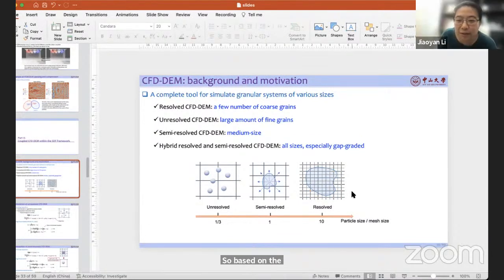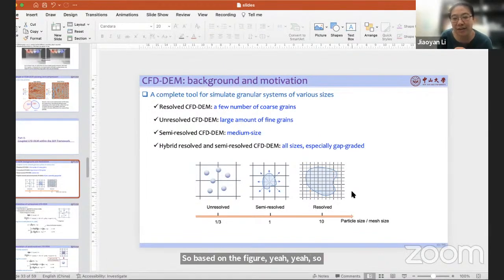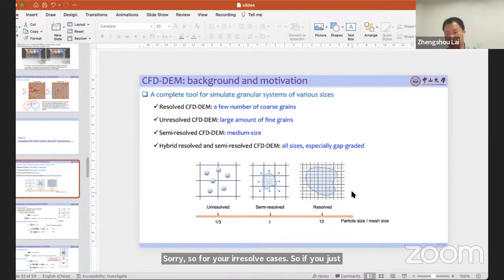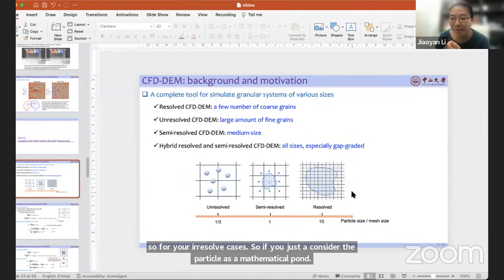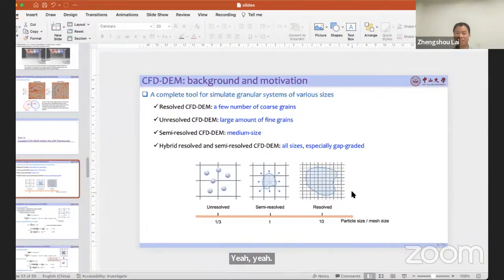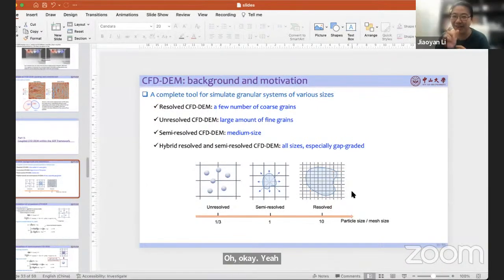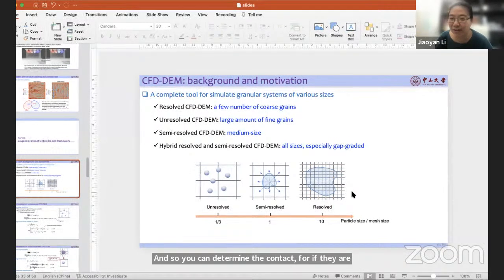Right. Then for your unresolved case, if you just consider the particle as a mathematical point, then how do you determine the contact force between the solid particles? Like you have to know the radius, and so you can determine the contact force. If they are just a mathematical point, how do you determine the contact force?